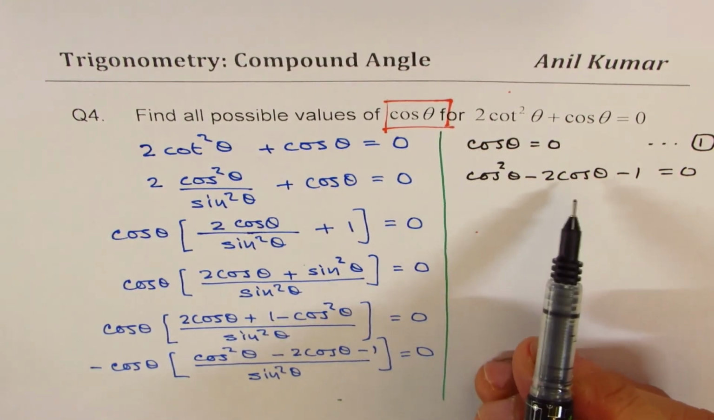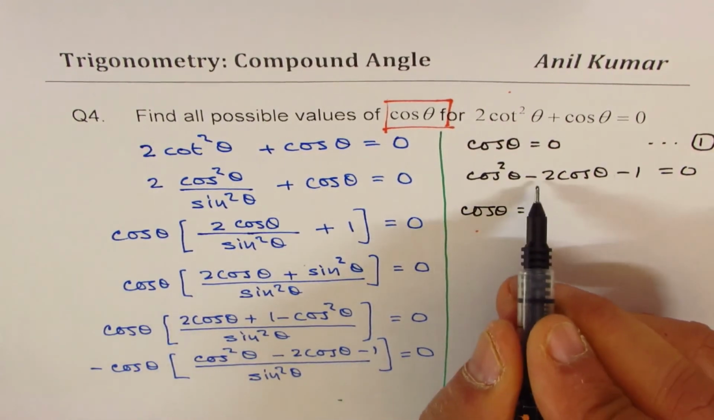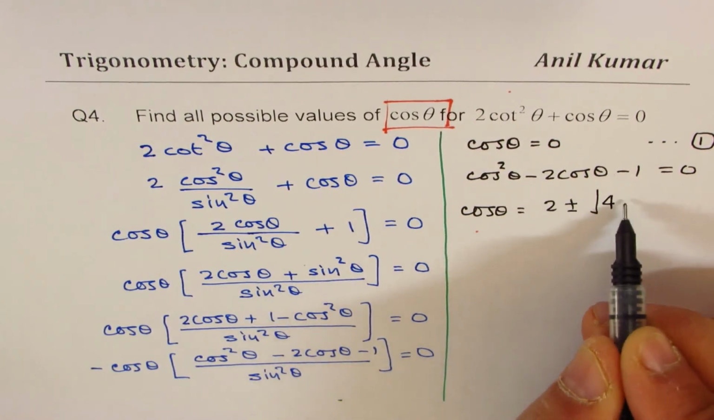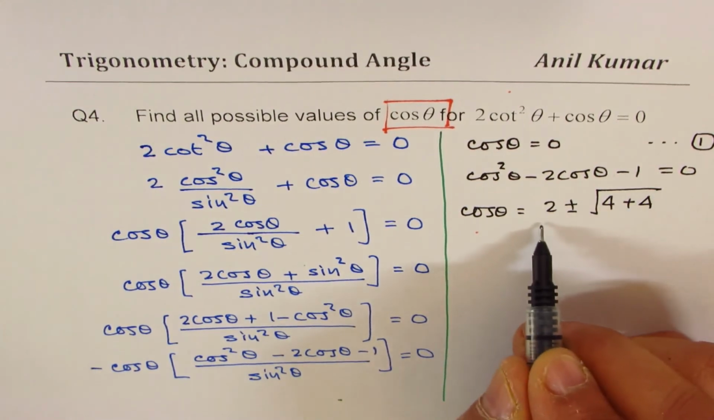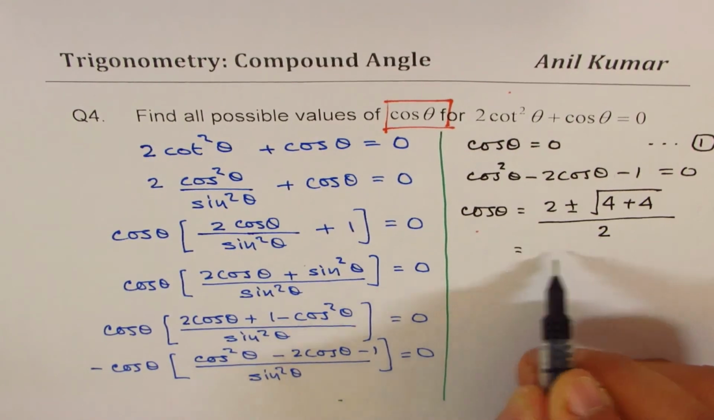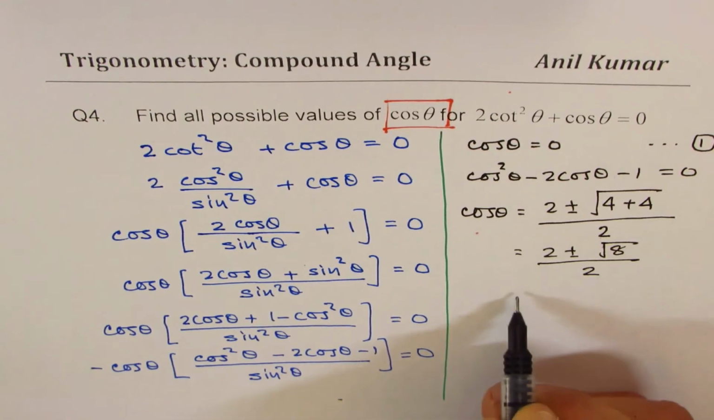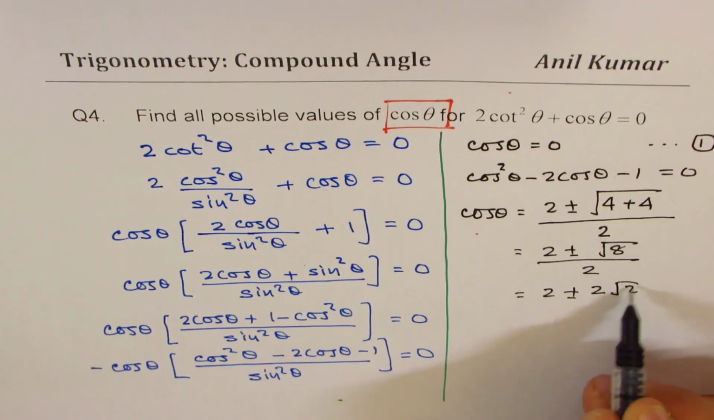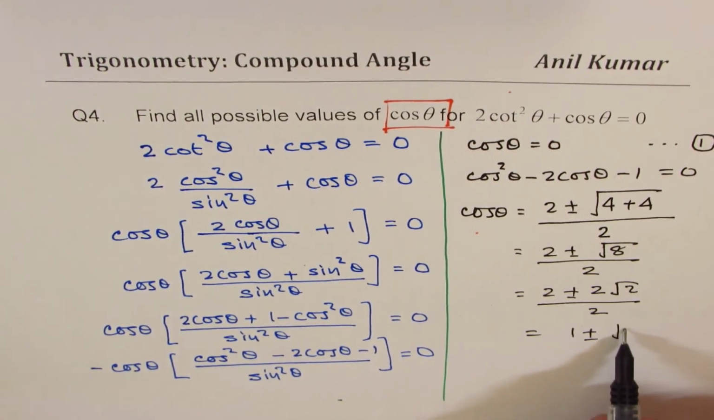We can use quadratic formula. This will not be factored otherwise. So cos theta equals to minus b, which is 2, plus minus square root of b square, which is 4, minus 4ac, minus minus becomes positive, plus 4. So I'm just straight away using the quadratic formula divided by 2a. So that gives you 2 plus minus square root of 8 over 2. 8 is 4 times 2, so it could be written as 2 square root 2 over 2. And dividing by 2, we get 1 plus minus square root 2.